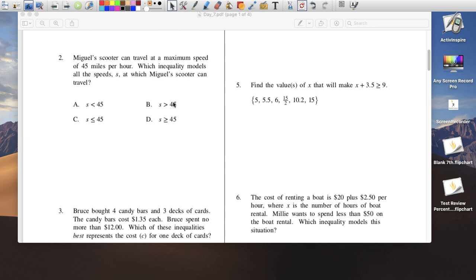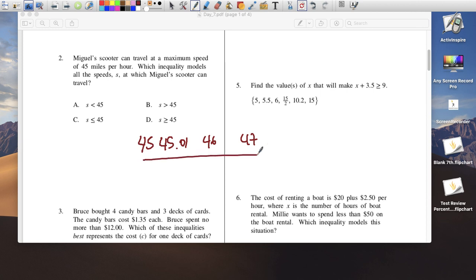Number 2. Miguel's scooter can travel at a maximum speed of 45 miles per hour. Which inequality models all the speeds s at which Miguel's scooter can travel? Maximum speed, and again, the top speed is 45. Can it go 45.01? It can't. Can it go 46, 47? None of the speeds on this side, they're all a no. But can the scooter travel 44? Yes. 43, 42, 10, 5. Everything on this side is yes.